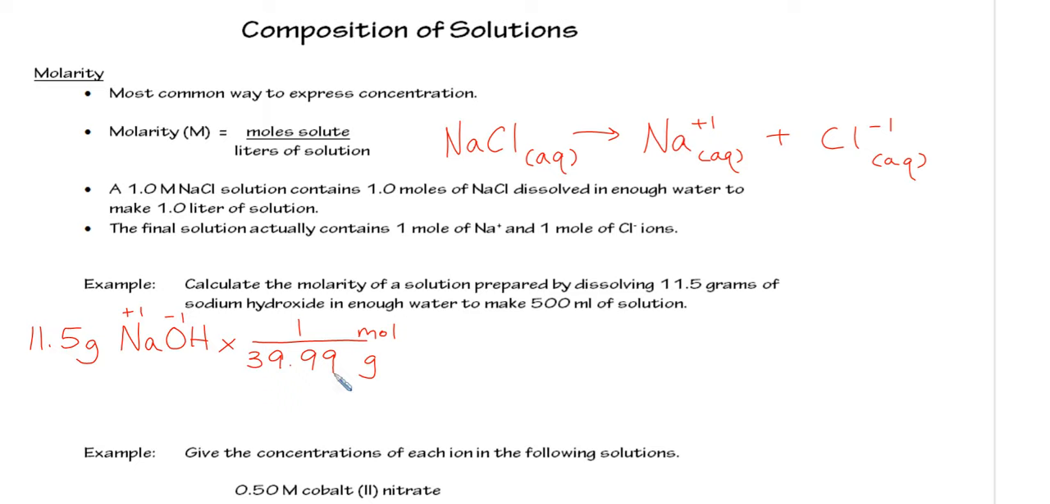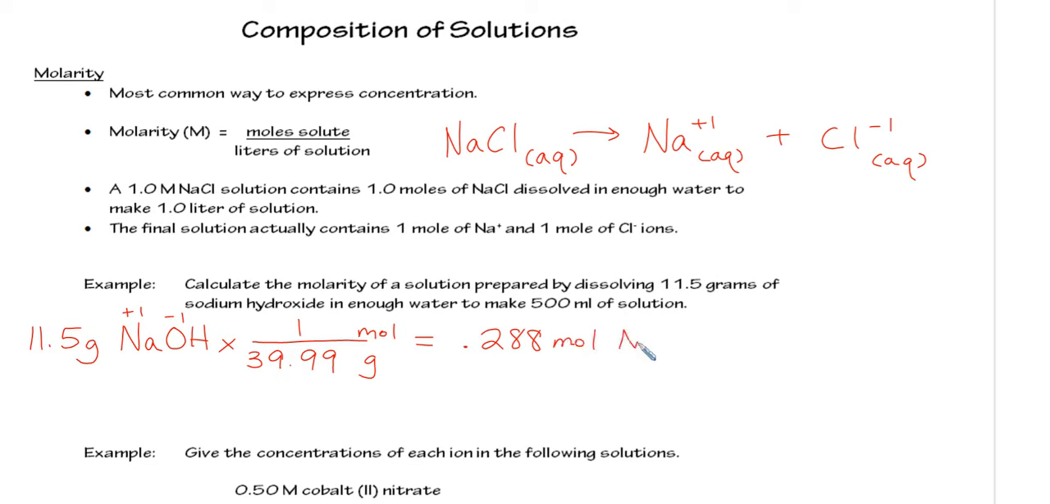So now I plug this in my calculator, and I will round it to 3 sig figs. I'll leave the amount given in the original measurement, which is the 11.5. So now I'll leave this as 0.288.